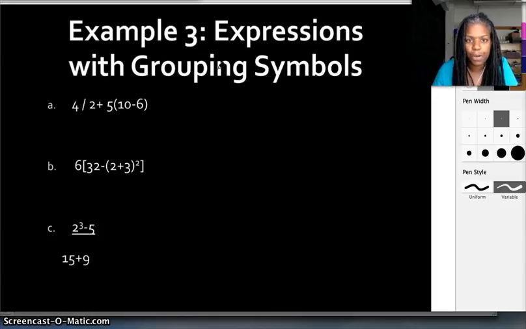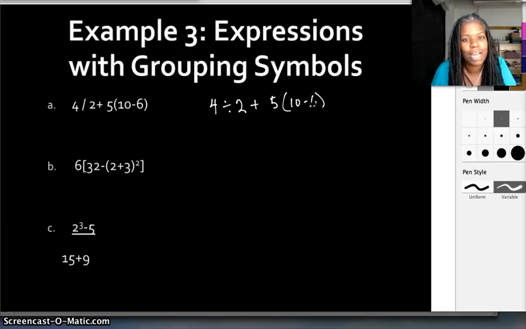Couple things I want to tell you real quick. First of all, let me rewrite: 4 divided by 2 plus 5 times the quantity of 10 minus 6. Notice I said 5 times the quantity. This means when there's no sign given here, this definitely means multiplication. So we are multiplying this stuff here.